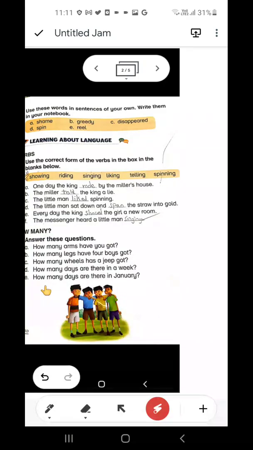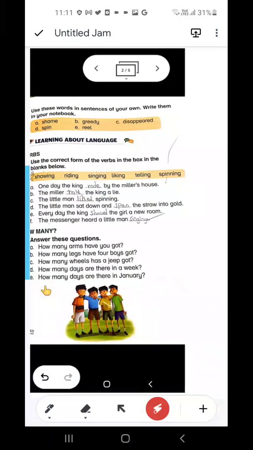The first one is, one day the king rode by the miller's house. Rode is the second form of ride. B is, the miller told the king a lie. Told is the second form of tell.